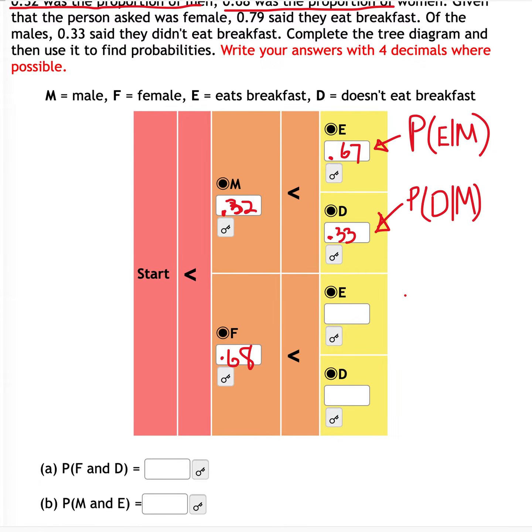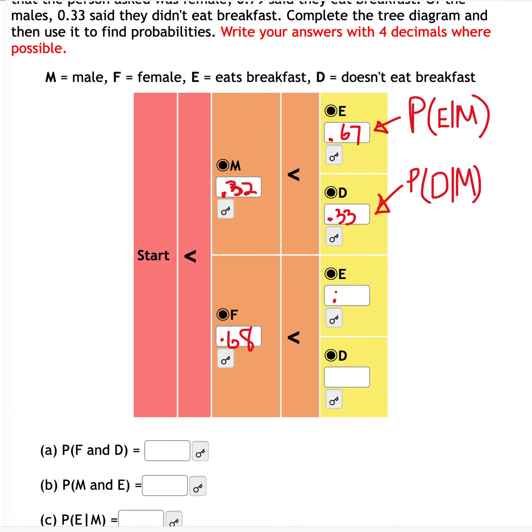Now, looking down here, it says of the women, 79% said they eat breakfast. So that's going to go here, 0.79. And because this is broken up to they eat breakfast or they don't eat breakfast out of the female group, this group has to add up to 100%. So I know the group that doesn't eat breakfast out of the females is 0.21. This is the probability that a person you choose doesn't eat breakfast given that they were female. And this 0.79 is the probability that you choose someone that does eat breakfast given that they're female.